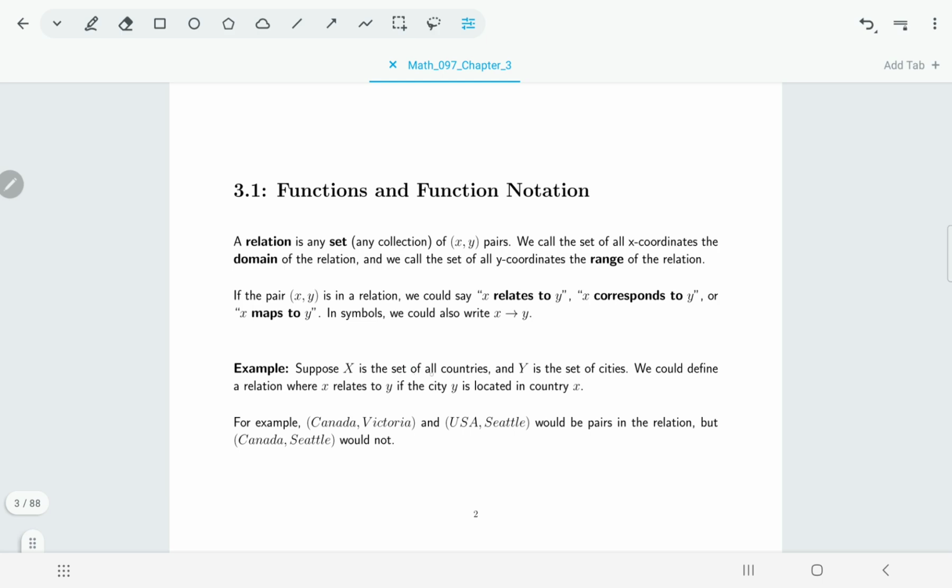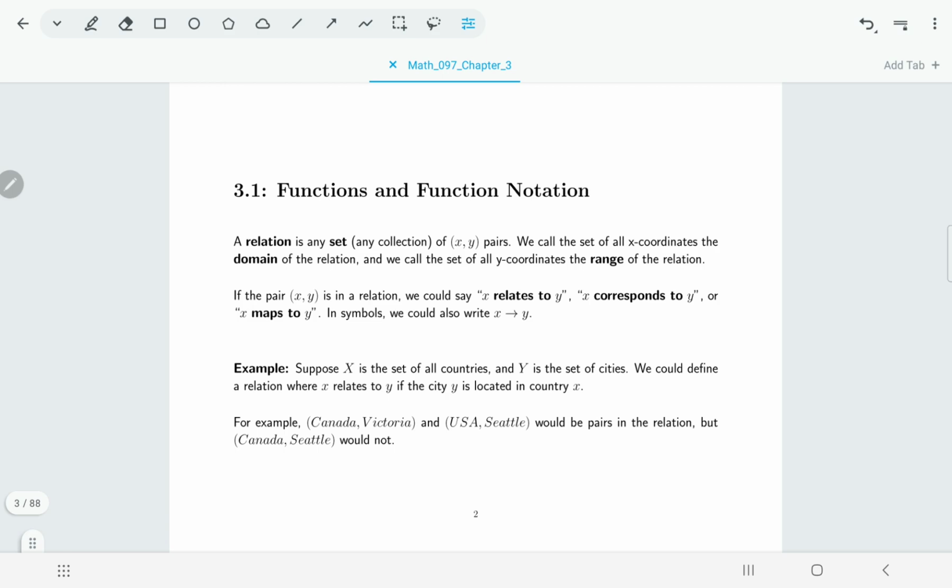So an example of a relation where x and y are not numbers would be this example, where x is the set of all the countries and y is the set of all the cities, and I make a relation where I'll have that x and y point if city y happens to be located in country x. So, for example, Canada, comma, Victoria, that's part of my relation because Victoria is inside of Canada. Same with USA, comma, Seattle. Seattle's inside of the US, so that's a point. But Canada, comma, Seattle, that's not a point in my relation because there is no Seattle in Canada.